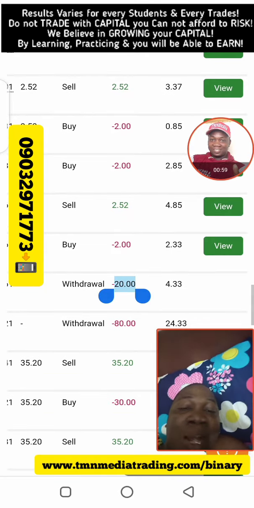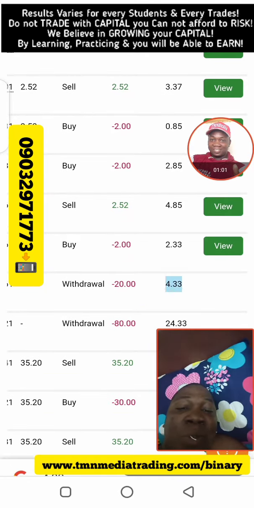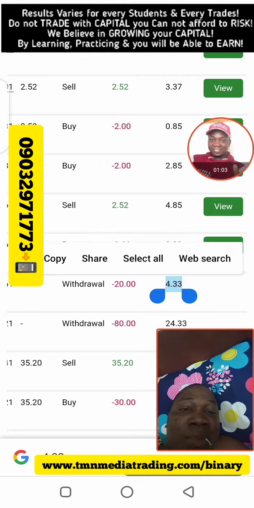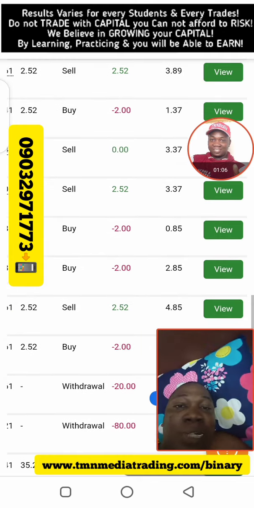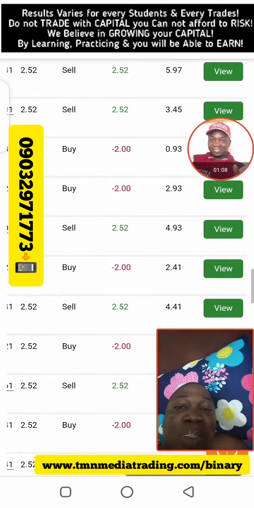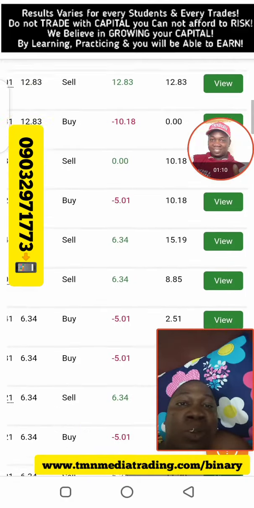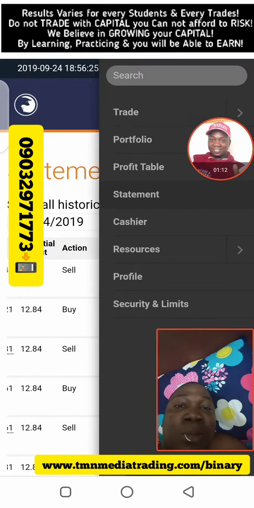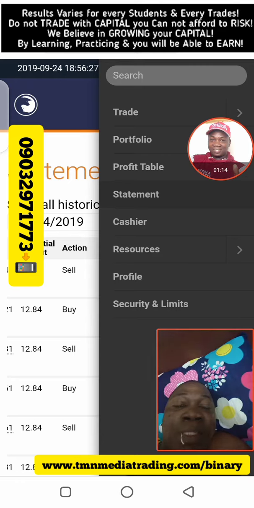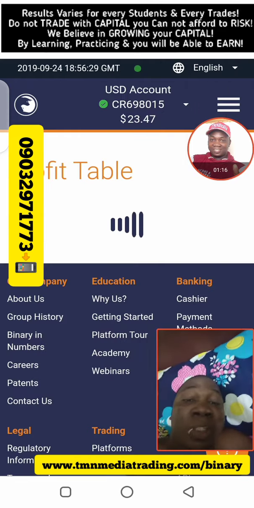So in fact, let me show you what was left so that you can understand. It's not in the amount. You can see it's $4.33. So I started trading with this $4. Let me show you the profit table so that you can see properly. You'll be able to understand. It's a matter of you being able to repeat the same thing every time.